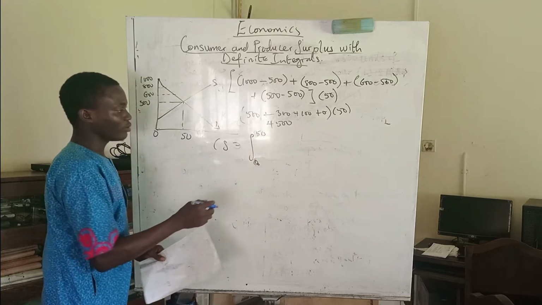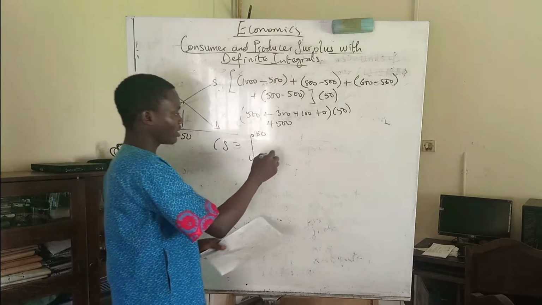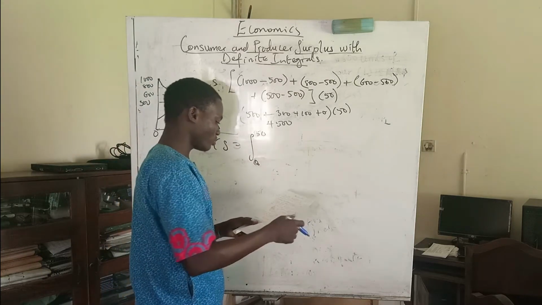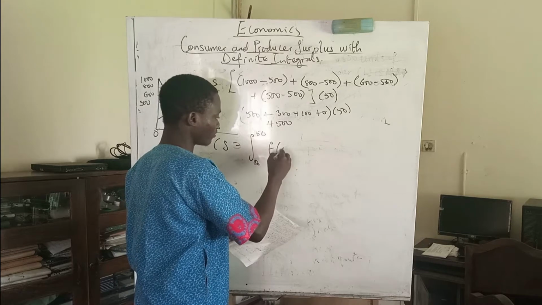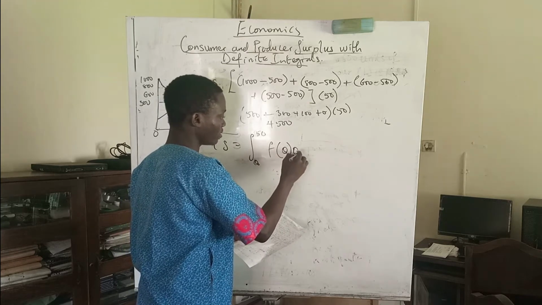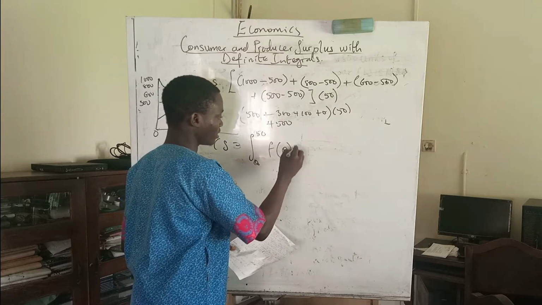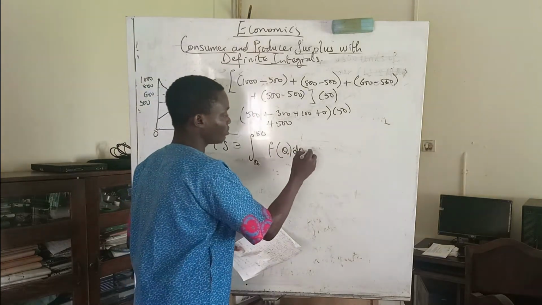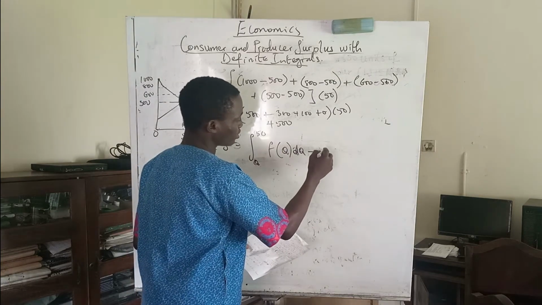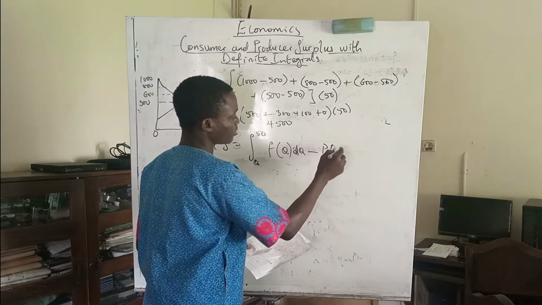You understand? Then we have a demand function. Now this demand is going to have a function. So you have a demand function that we just call, let me write that formula, a function of q, dq, we are integrating with respect to q, then minus the equilibrium price and equilibrium quantity.